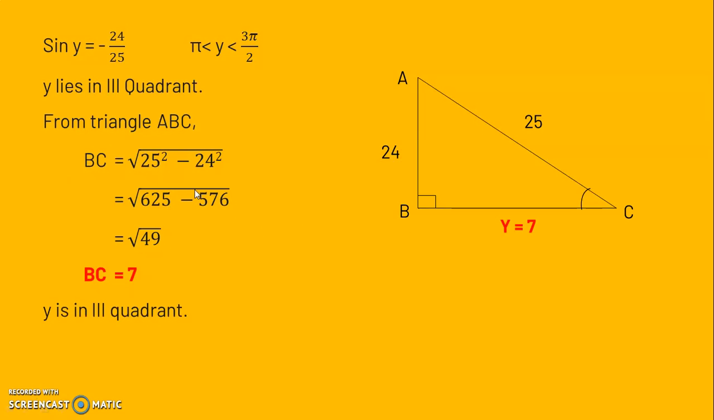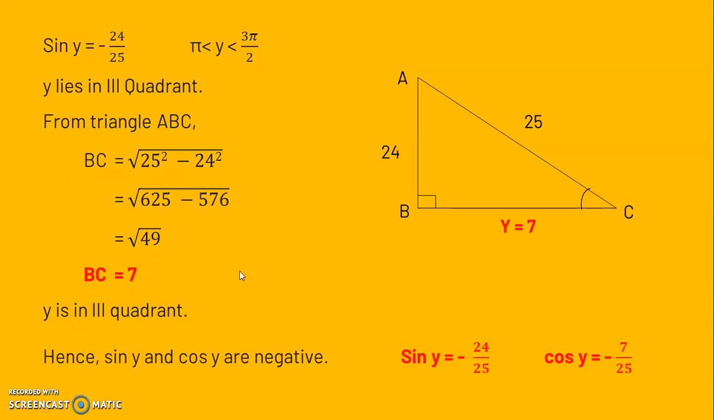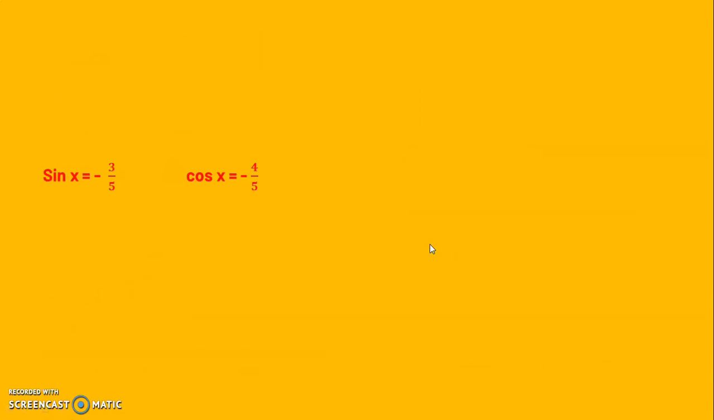Okay. So since y lies in the third quadrant, sine y and cos y have negative signs. Okay. So sine y is minus 24 by 25 and cos y is adjacent by hypotenuse, that is minus 7 by 25. Okay. So now we have found sine x, cos x, sine y and cos y. So now we are ready to find what? Cos of x minus y. That is, sine x is minus 3 by 5, cos x is minus 4 by 5, sine y is minus 24 by 25 and cos y is minus 7 by 25.